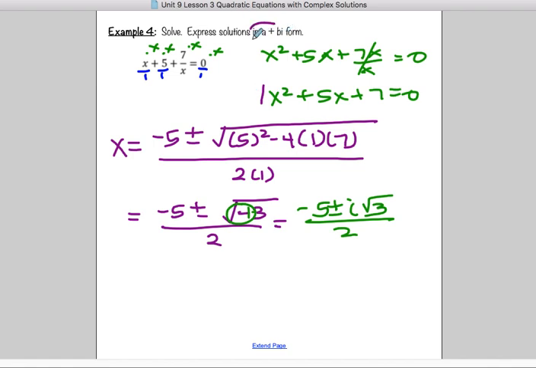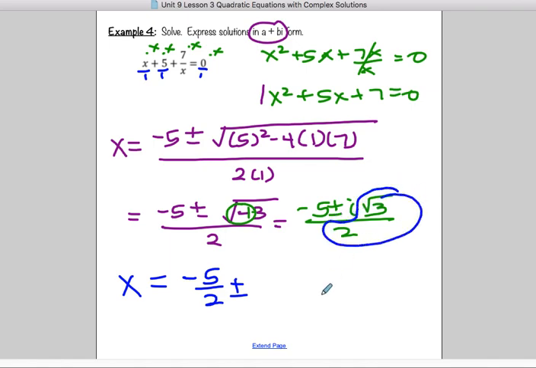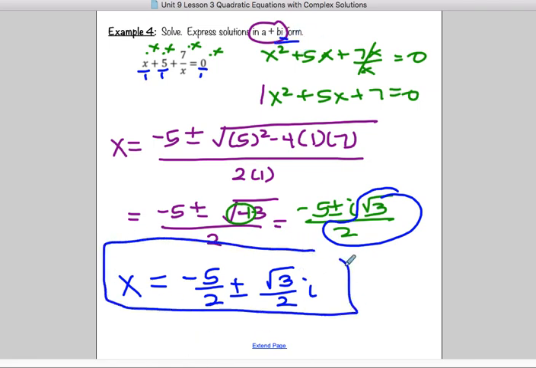And then to put it in our form a plus bi, divide each part by 2. So x will equal negative 5 over 2 plus or minus, I'm going to write the numbers first so we have the real part, it's really square root of 3 over 2 i. That is writing it in our form of a plus bi. So there is example 4. Okay.